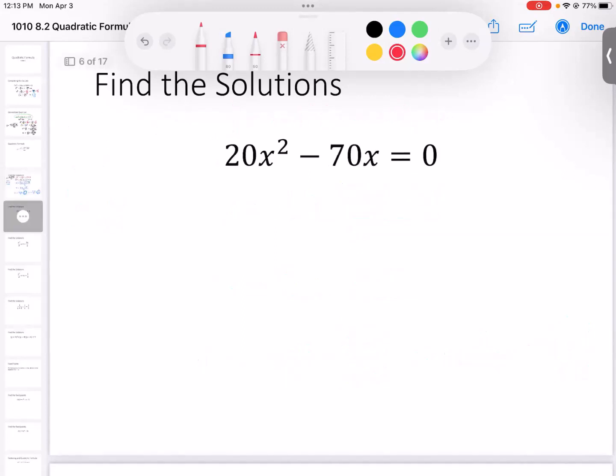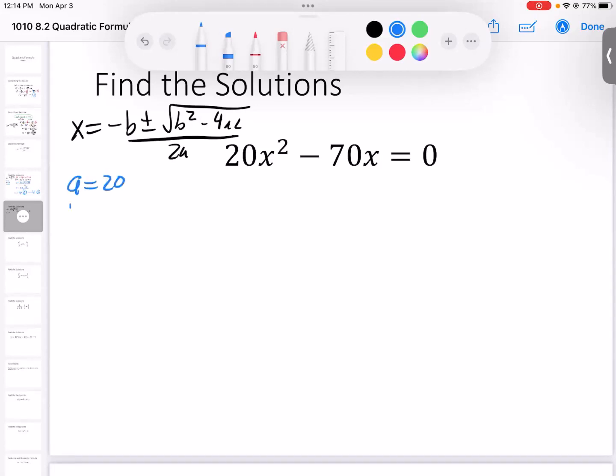So let's do another example. Let's do this one. So in this one, we have 20x squared minus 70x equals 0. And if we want to use the quadratic equation, we always need to make sure that our equation is set up where it equals 0. Is that the case in this equation? Yep. So that means I can use my quadratic equation. I'll get negative b plus or minus square root of b squared minus 4ac all over 2a. And in this equation, what is a going to be? 20. And what is b going to be? And what is c going to be?